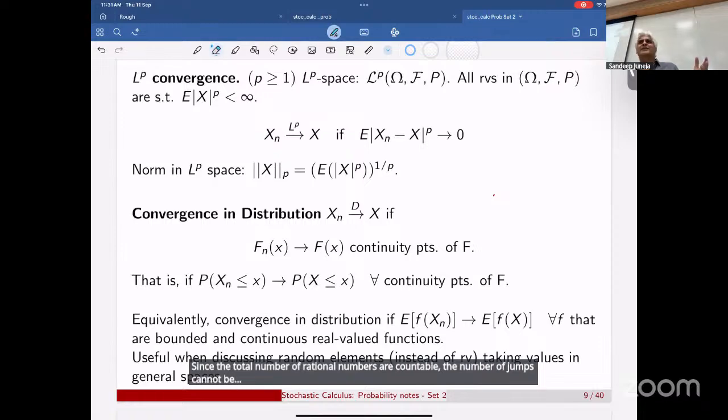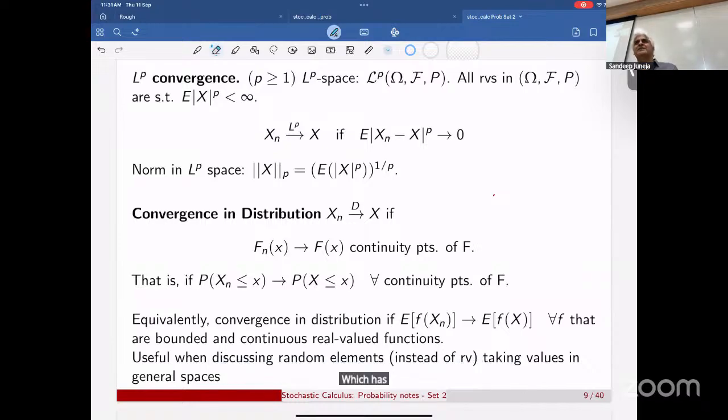It sounds like an overkill, but you can always construct a function which has countably many jumps. Infinitely many jumps, and it's non-decreasing. So then you have to worry about these things. So these things do happen.